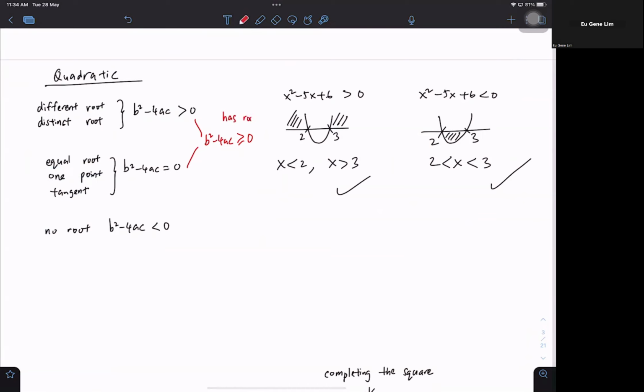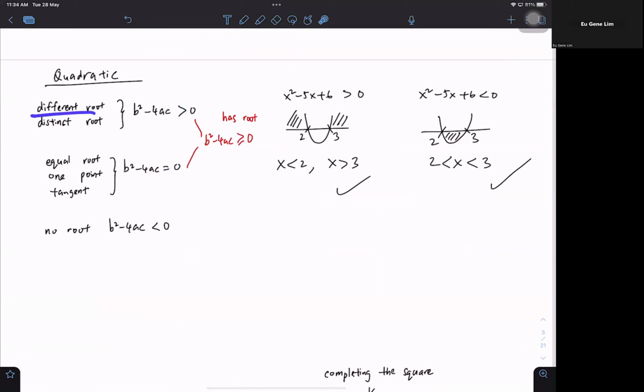has root. Sometimes the question says it has root, but it didn't tell you whether it's different root or equal root. So it may be different, it may be equal. So what we do is we combine these two into one formula: bigger and equal. Understand?